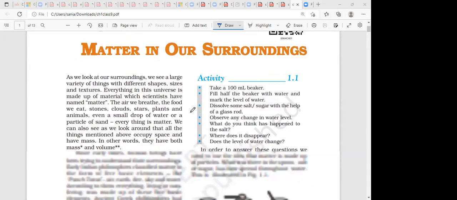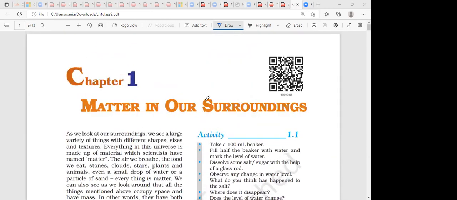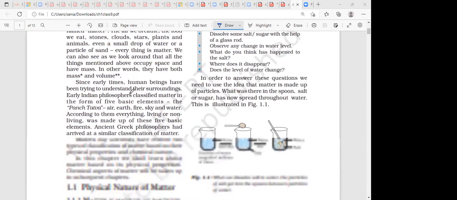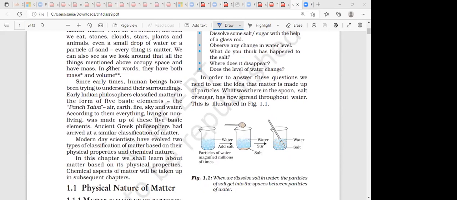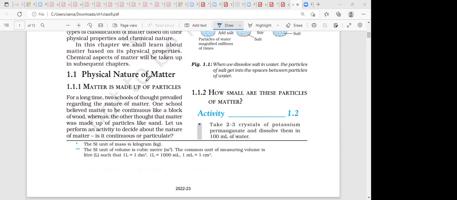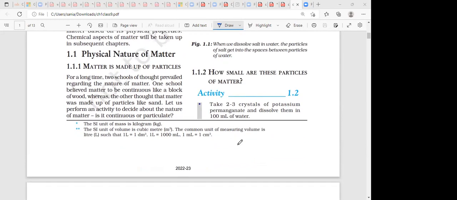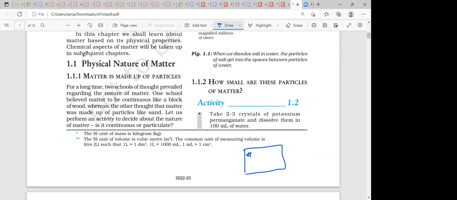Yes, ma'am. Okay. So I think you wrote the chapter and there you wrote what is matter. You wrote the five panch tattva, right? Yes. Then after that, we will do it like this. This is your notebook, right? We will put a hashtag for every heading, and after that we'll write a few points. So for now you'll write physical nature of matter. Hashtag physical nature of matter.